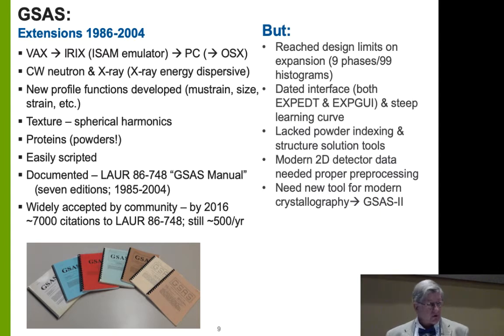GSAS is rather easily scripted, mostly because of that keystroke menu options. It's documented in something called the GSAS manual, which has a Los Alamos laboratory report number, and that's the only publication. It's gone through 7 editions, in which I took a picture of all 7 editions that I had on hand. This is the 1985 version, and this is the 2004 version. This one is about half as thick as that one. It's been cited often, and it's still being cited often.